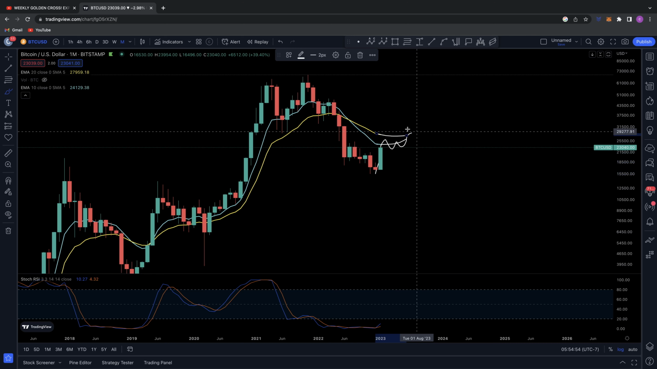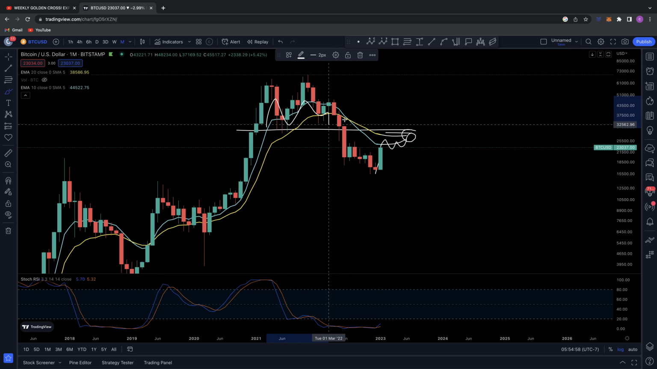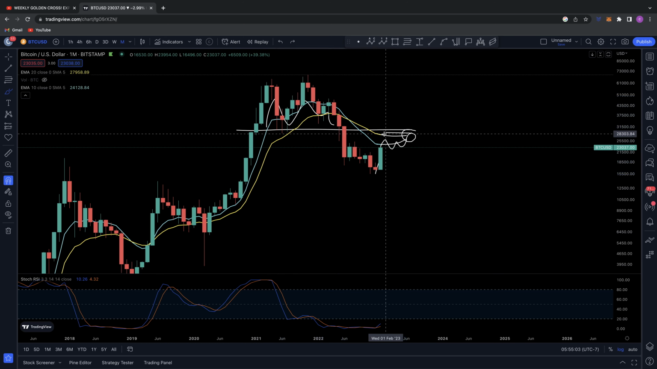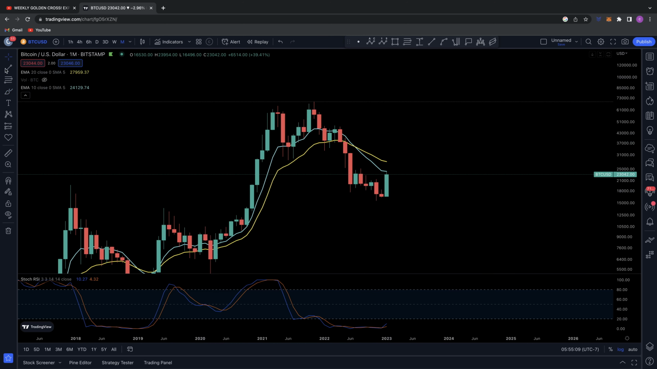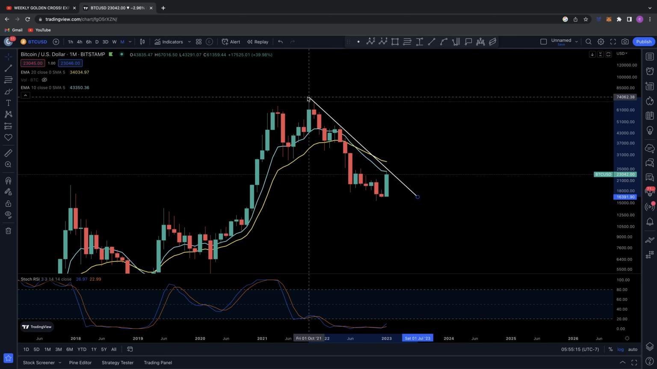And I think you potentially may run into that 28K range that was previous support for Bitcoin that once you lost, you haven't actually back tested. So that would be my next target, I think, moving forward for Bitcoin, in the near short term. But again, if we do meet resistance, we have to consider that potentially we could be expecting some more downside here for Bitcoin. We could be.